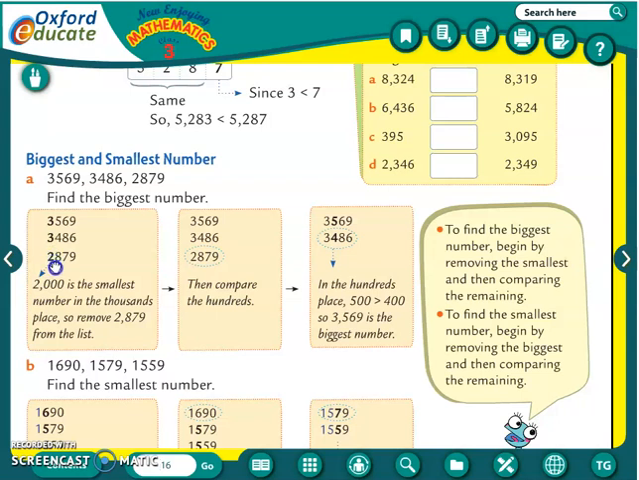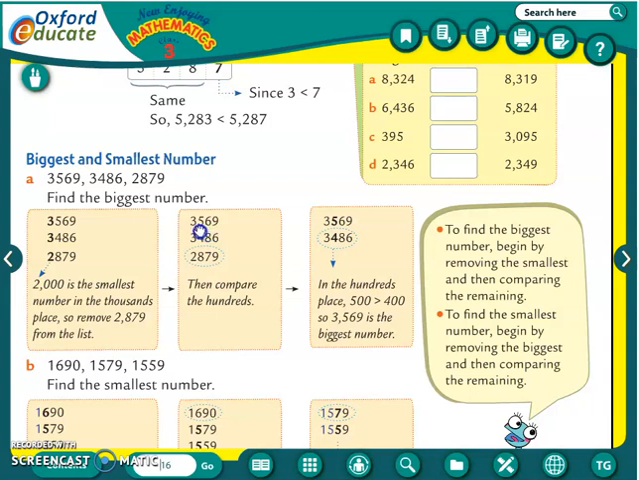Three numbers are there. So if we are finding biggest number, so 2 that we will not see for the comparison, because we have to find the biggest number. So 2000 is the smallest number in the thousands place. So remove 2879 from the list. मतलब कि ये नंबर को हमें इग्नोर करना है और बाकी के जो दो नंबर है उसको हमें कंपेयर करना है.